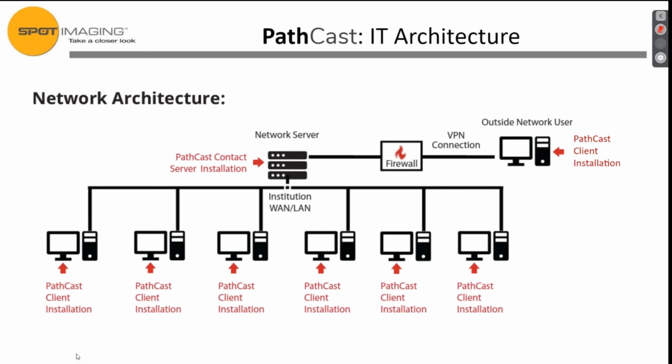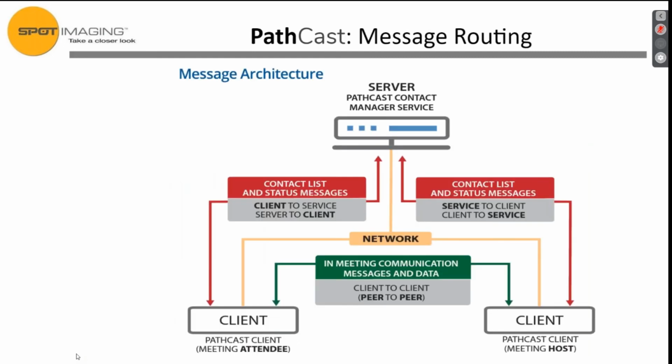Very simple architecture. Basically, the clients are on individual machines. The contact server is on your network server, and outside clients are coming in through a VPN connection. The reason why it's so fast is that it sends the data directly from one client to another, and the contact server just basically talks to the clients to make them aware of each other. Right now, the current implementation is a single client to a single client. In future releases, we'll actually do a one client to many type of meeting. But for consults, generally the client to client does a great job.